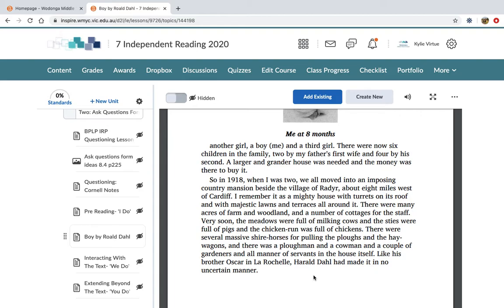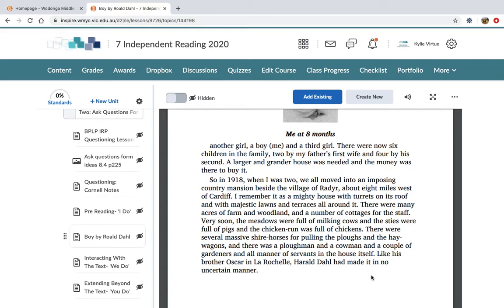I remember it as a mighty house with turrets on its roof and with majestic lawns and terraces all around it. There were many acres of farm and woodland and a number of cottages for the staff. Very soon the meadows were full of milking cows and the sties were full of pigs, and the chicken run was full of chickens. There were several massive Shire horses for pulling the ploughs and the hay wagons, and there was a ploughman and a cowman and a couple of gardeners and all manner of servants in the house itself. Like his brother Oscar in La Rochelle, Harold Dahl had made it in no uncertain manner.